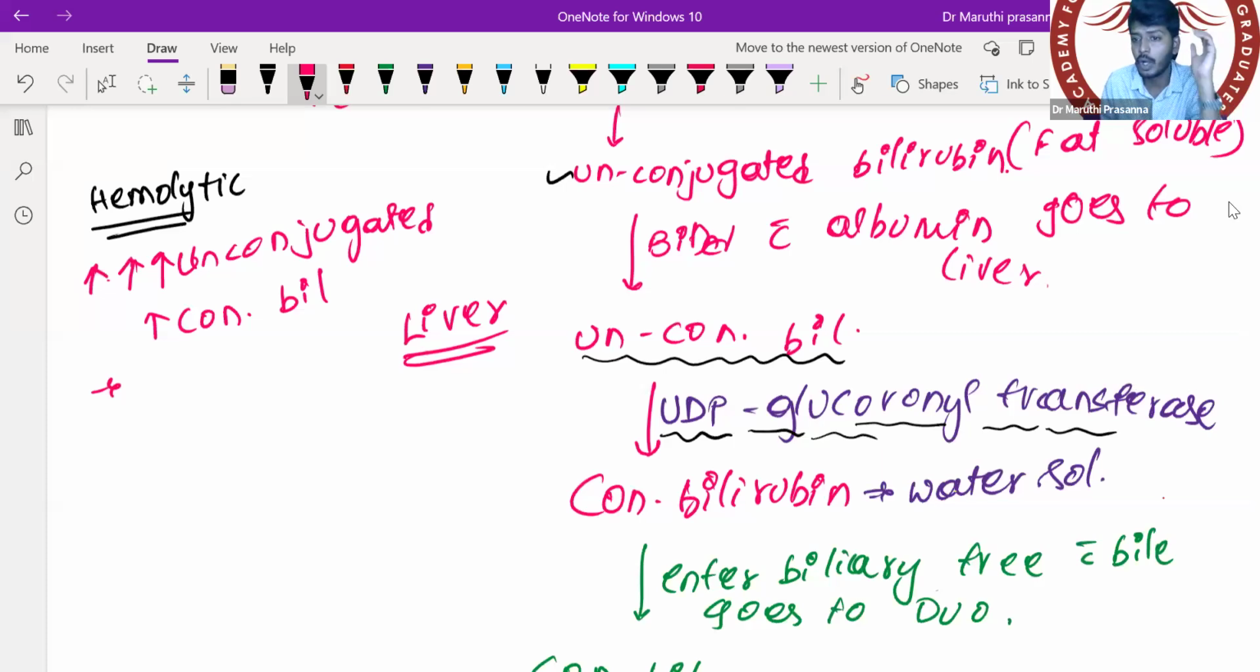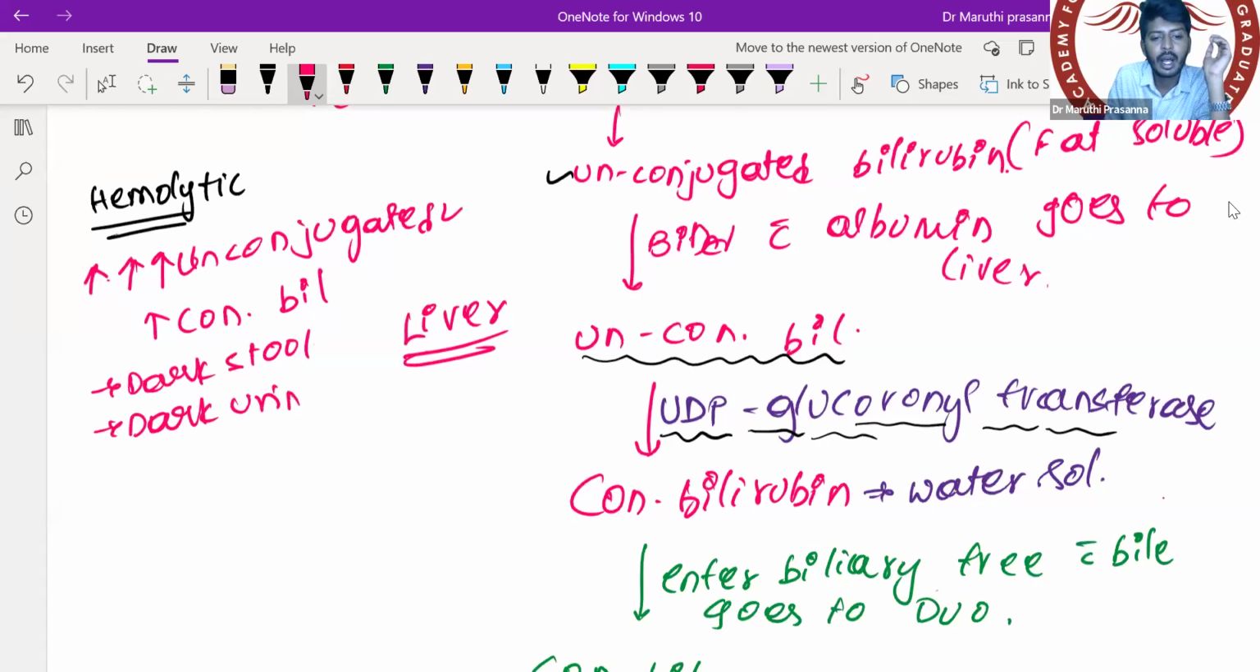So more bilirubin will go into stool, leading to dark stool. Now, more unconjugated bilirubin, this unconjugated bilirubin itself will go into the urine, leading to dark urine. Okay, that is only hemolytic, also called pre-hepatic jaundice.